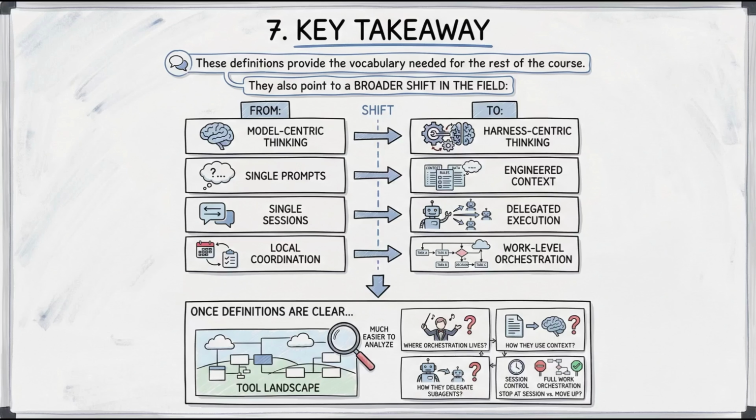Why does all of this matter? Because once these core definitions are clear in your mind, the massive, often confusing landscape of AI tools becomes infinitely easier to analyze. As we move forward, you will be able to look at any new system and ask the right questions. You will be able to see exactly where the orchestration lives, understand how the tool manages context, evaluate how it delegates tasks to subagents, and determine whether it stops at basic session control or scales all the way up to full work orchestration.